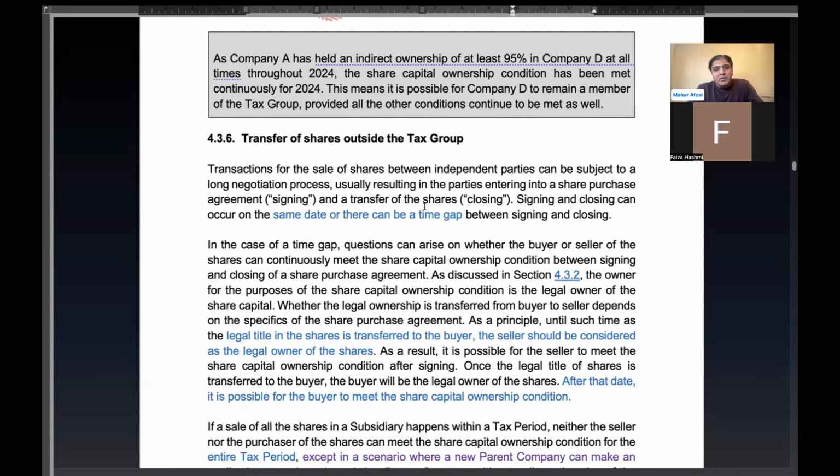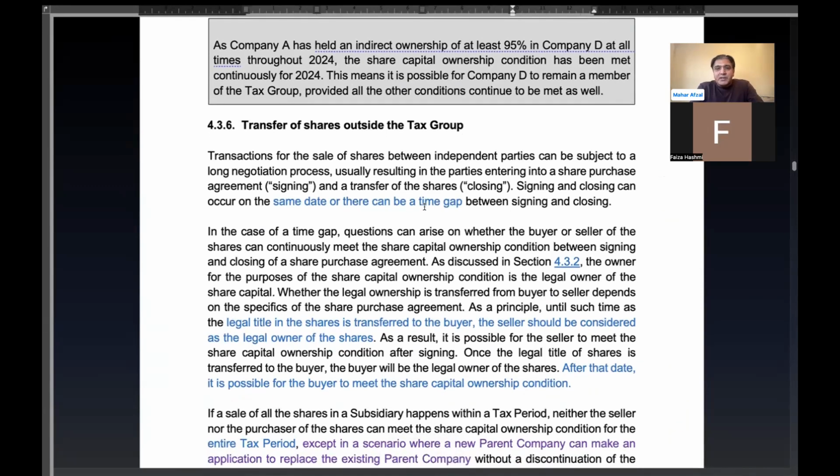Transfer of shares out of the group. If the shares are being transferred out of the group, we need to stick to this 95% of the nominal value of the share capital. If that condition is met, it's fine. If that condition is not met, then it will be assumed that the group no longer exists from the start of the respective tax period.